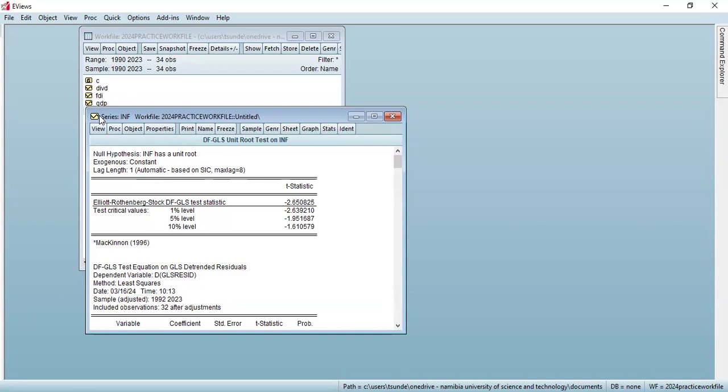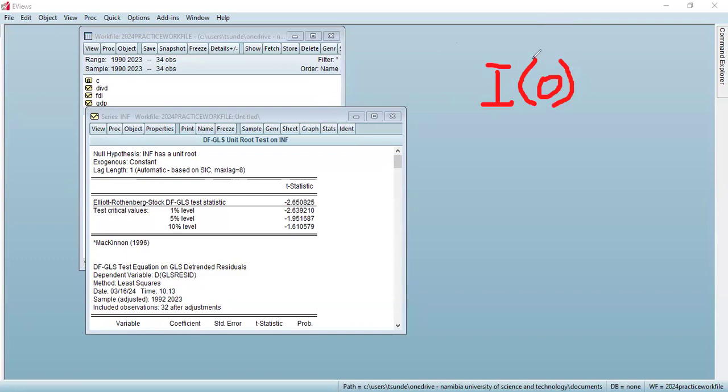Sir, I think it is stationary at a 1% significance level. Which means this variable inflation is integrated of order. Is integrated of order what? Zero. Correct. Is stationary in levels.